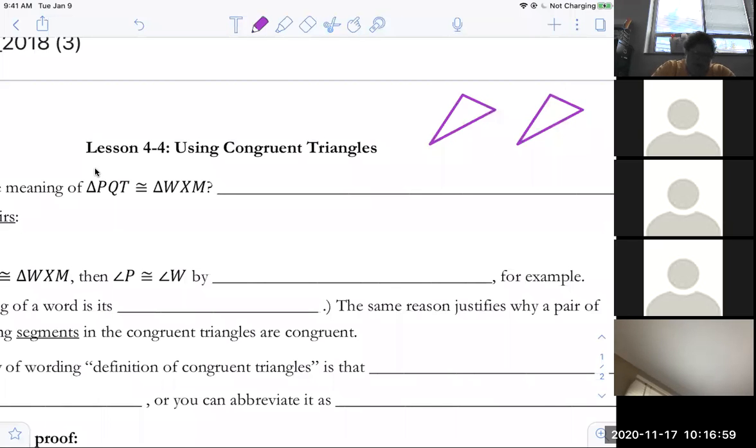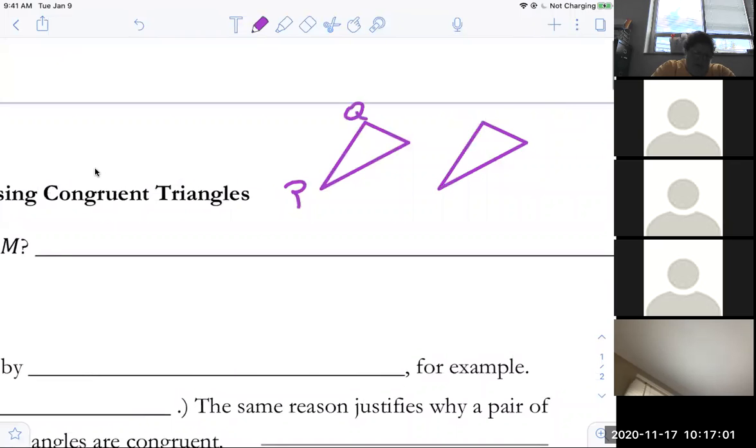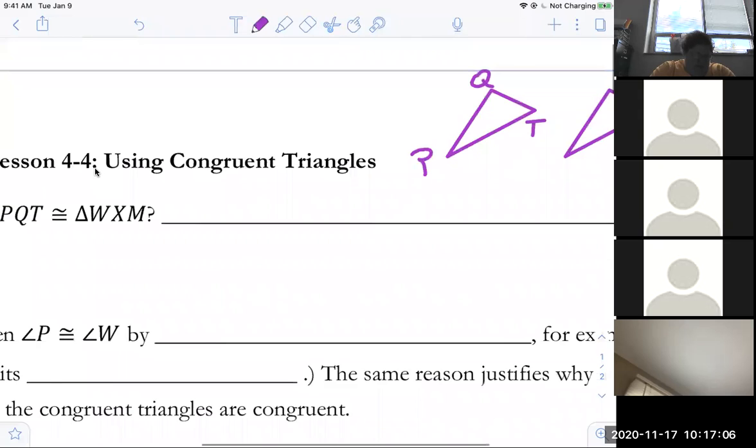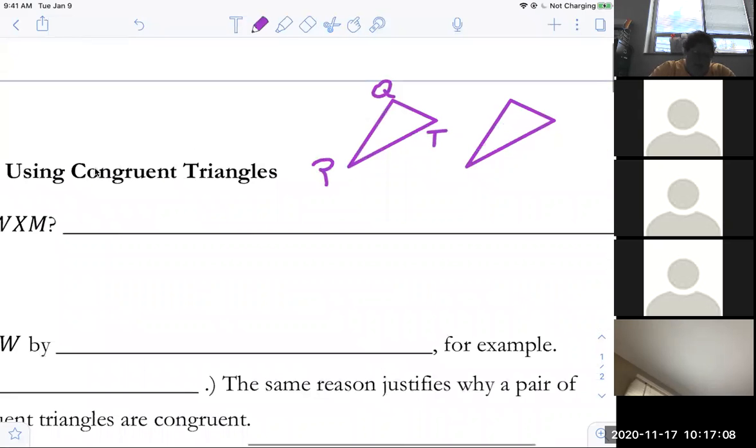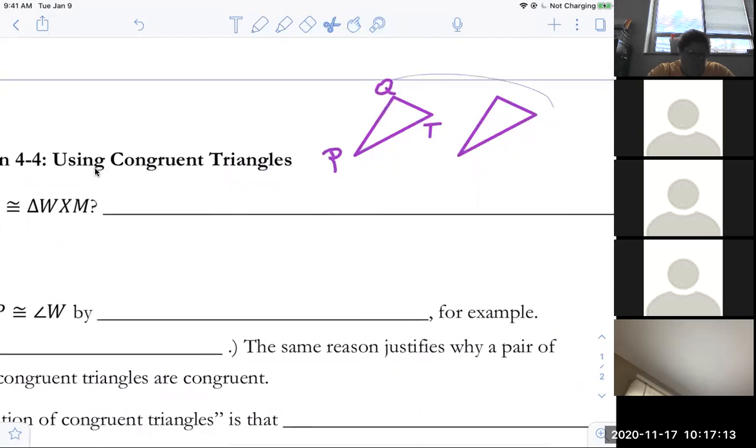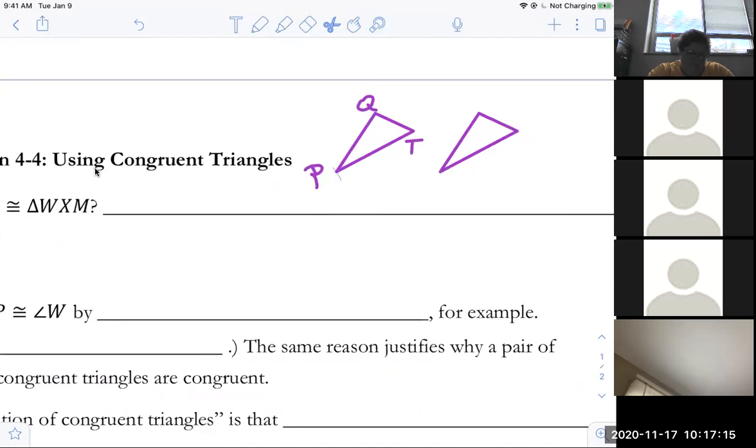So this is PQT. And this is triangle WXM. So when I draw the picture, how do I know where to put W? Kendall, how do I know where to put W? The W goes where the P is. Right, and then where it is? Because they're congruent, so they equal each other.